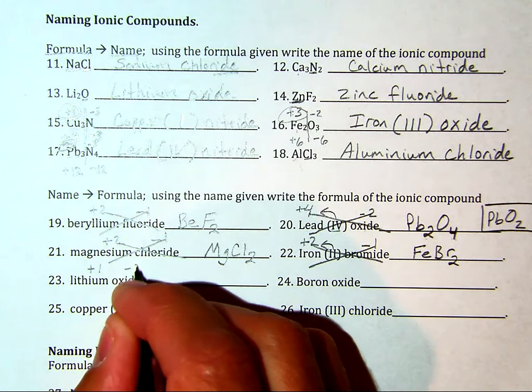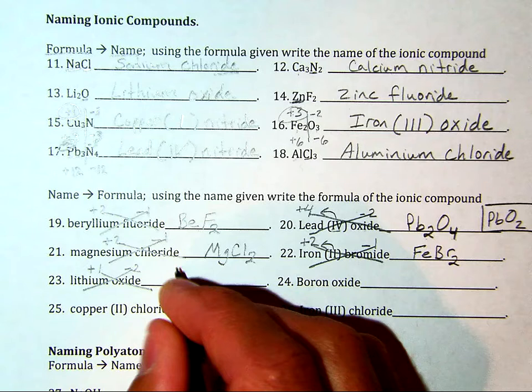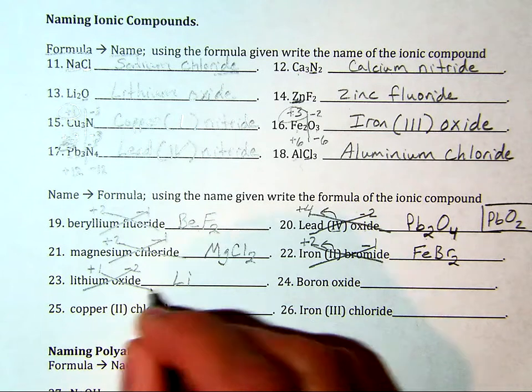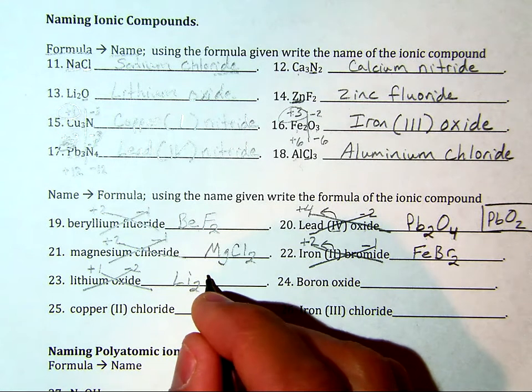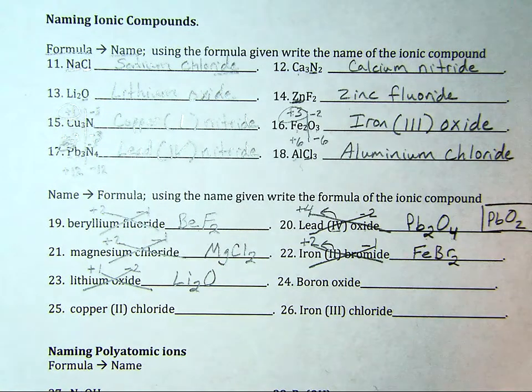23. Lithium oxide. Lithium, if you look on the periodic table, is a +1 charge. Oxygen is a -2. Let's crisscross it. Li and the 2 goes down by the lithium, so Li2. The oxygen is O and the 1 goes by it. So Li2O.